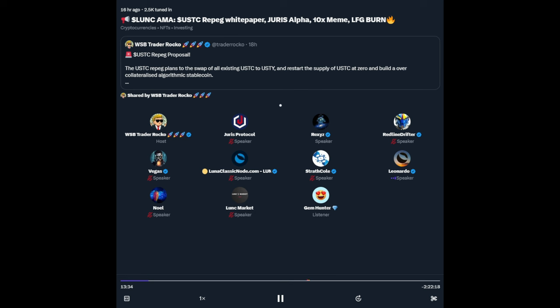And people say, oh, USTC is nothing now, right? It is rubble. It's not a stablecoin, it's rubble. So even if it hits, say, $1, for instance, does that automatically mean it's a stablecoin? No, it doesn't. Because when you hit $1, you're going to have to go through a whole load of regulation for it to be called a stablecoin.